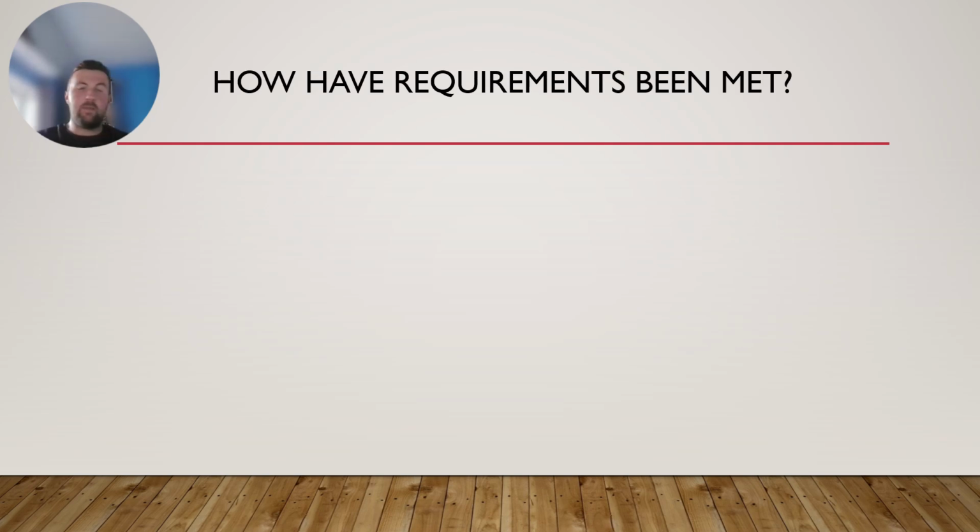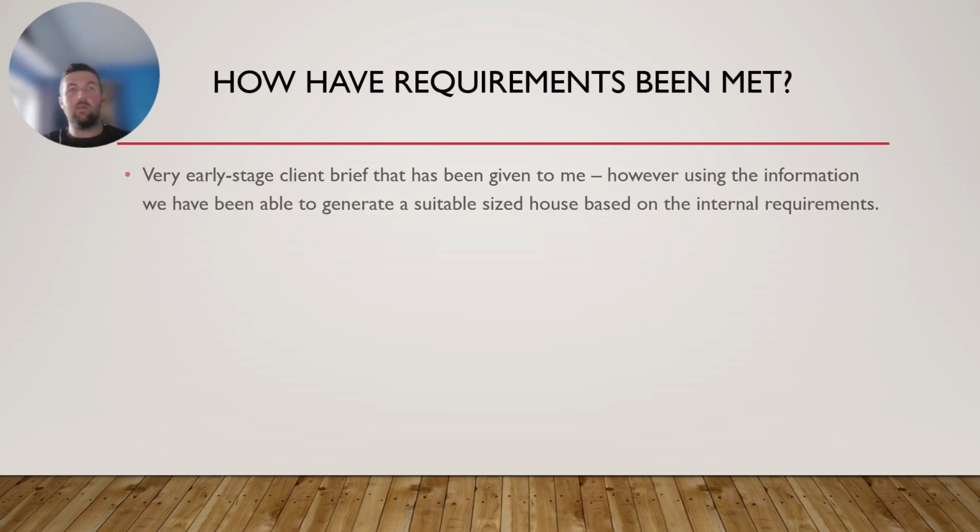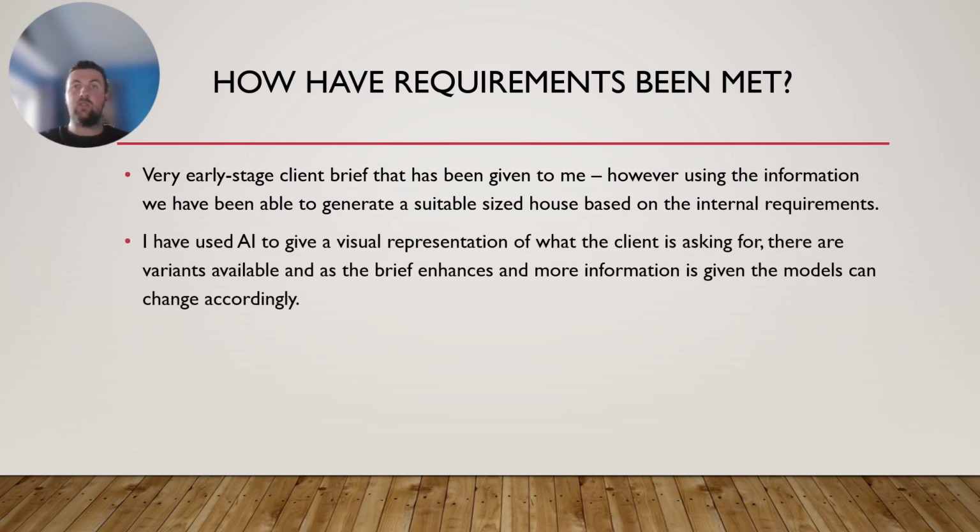So how have the requirements been met of what the client asked of me with the brief I was given? The brief was very early stage, as I said at the start. However, I've managed to use that information, with the internal dimensions of the kitchen and the size of the living space required, to generate a good size house, 2-storey, 2-bedroom. It ticks all those boxes. I wasn't given an external footprint, so there's plenty of room for change. If the client wants a slightly bigger living area, or doesn't want a big open plan and wants 2 separate rooms, that can change. But with what we were given, I believe that ticks those boxes.